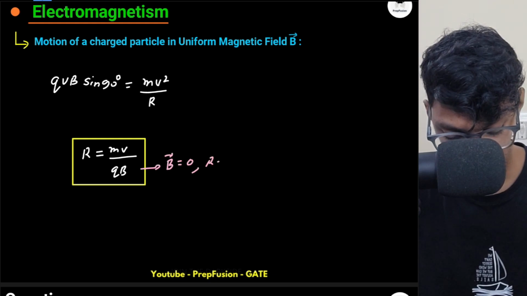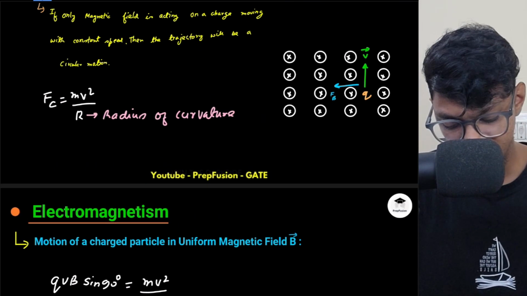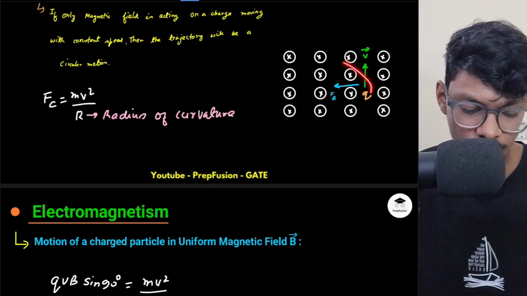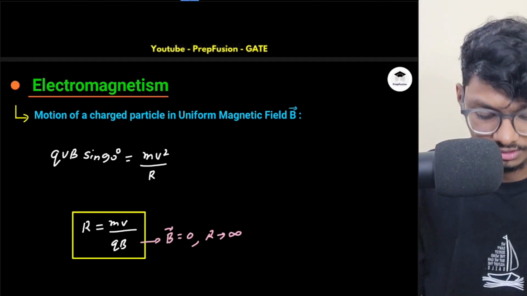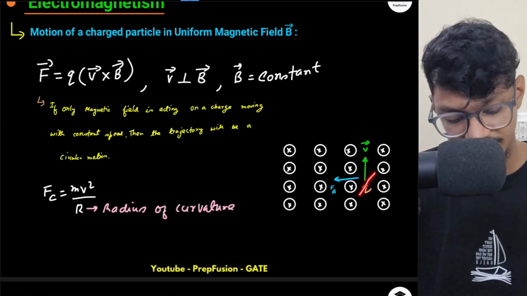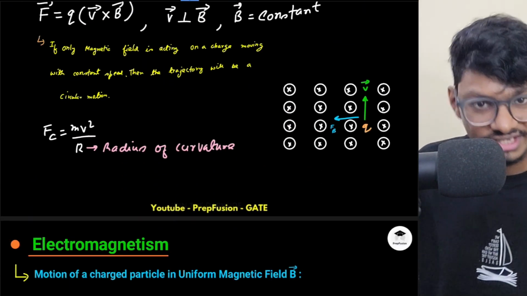That means my radius of curvature tends to infinity, which is correct, right? If it is moving in a straight line, it should keep moving in a straight line. It should not change the direction of the particle, as there is no magnetic field present. So it will just move that way. Okay, so it is correct. The radius of curvature is infinity because there is no curvature.